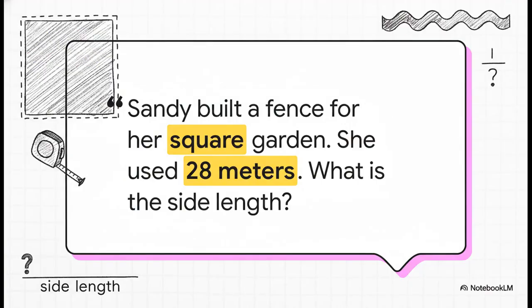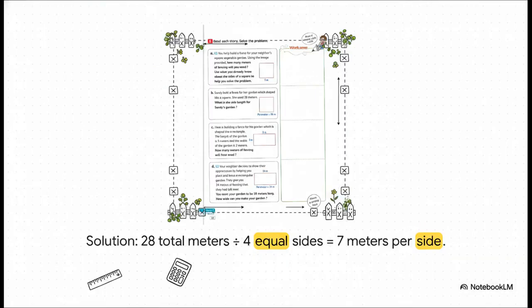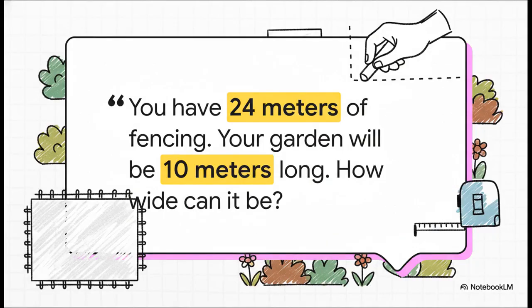Sandy uses 28 meters of fencing for her garden, and we know her garden is a square. So to find out how long each side is, we can use that exact same working backwards method we just learned. Since it's a square, we just take the total amount of fencing, 28 meters, and divide it by the 4 equal sides. And 28 divided by 4 is 7, so each side of Sandy's garden has to be 7 meters long.